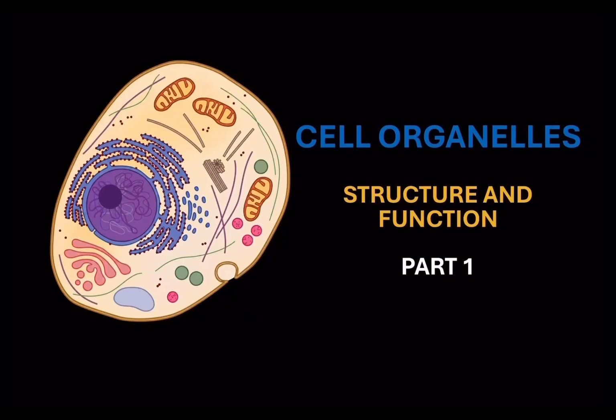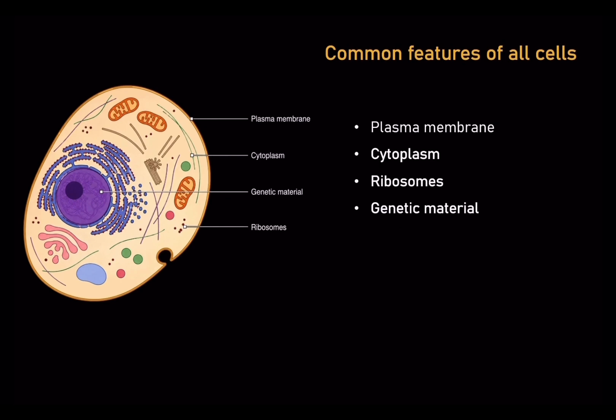In this lesson, we will be learning the structure and function of cell organelles in a way that will make it easier for you to remember the varied functions a cell performs. Though cells differ substantially from one another in structure and function, they share common features, such as the plasma membrane, the cytoplasm, ribosomes, and the genetic material.